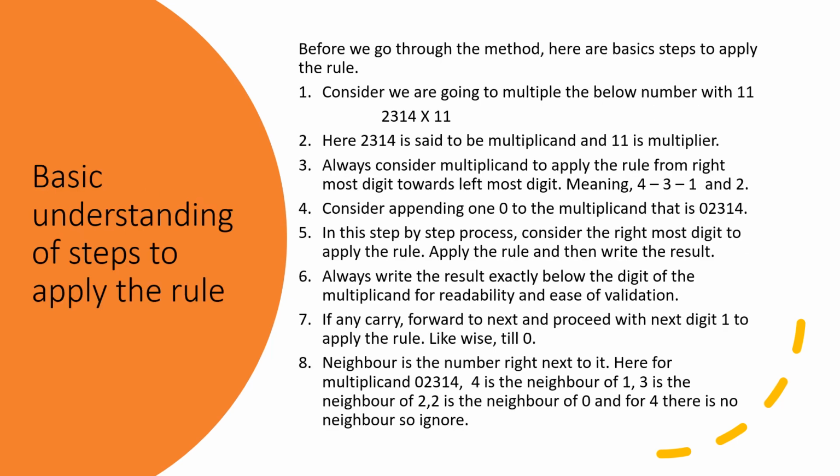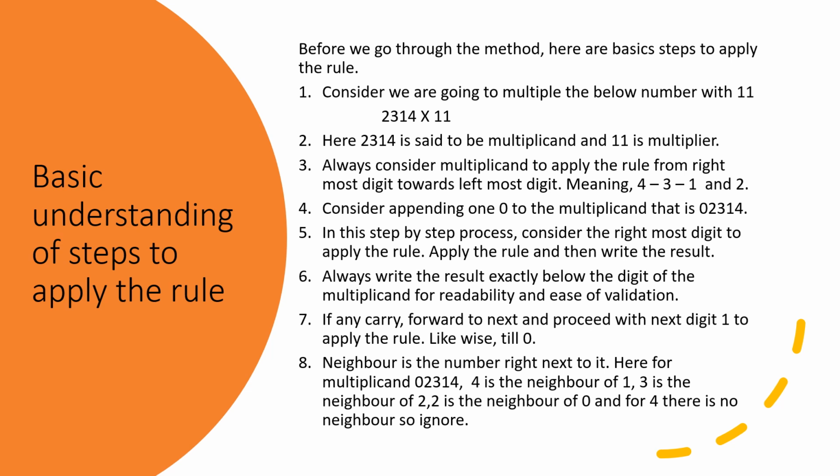Before we go through the method, it is very important to have a basic understanding of the steps to apply the rule. Here I'm going to consider an example, 2314 into 11. So here 2314 is called the multiplicand and 11 is the multiplier. Always consider the multiplicand and apply the rule from the rightmost digit towards the leftmost digit. So we will start working digit by digit from right to left.